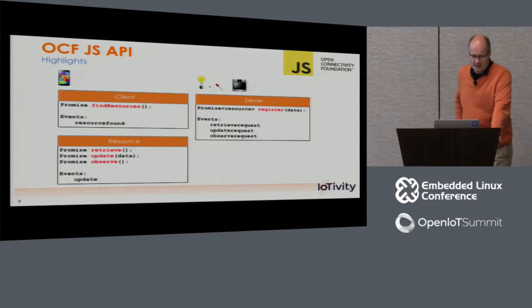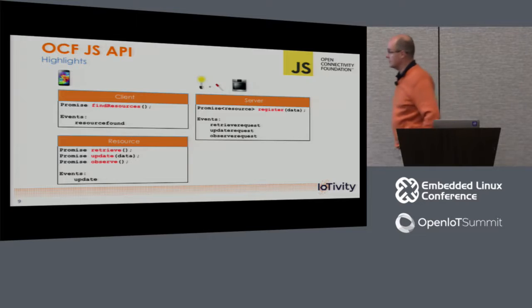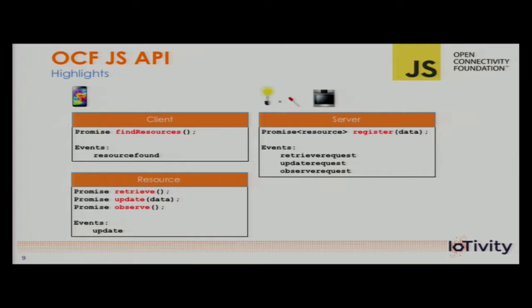The API highlights are presented here. I don't know if you can see all the details, but there isn't much. In the OCF, you have the concept of a client and a server, the server being the resource, and the client being the one that discovers the resources. So in terms of the clients, when you want to discover something, the only API, well, this is a highlight. There's a couple more, but this is essentially what you need.